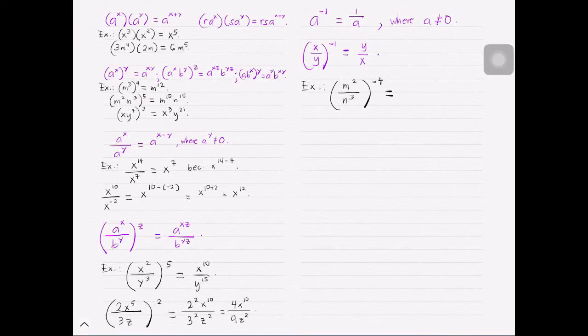As for the last law, which is about negative exponent, it will just be about the reciprocal of the base, assuming of course that the base is not equal to 0. So when x over y is raised to the power of negative 1, the reciprocal of x over y will just be y over x.